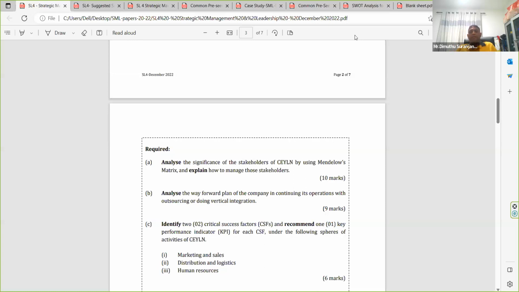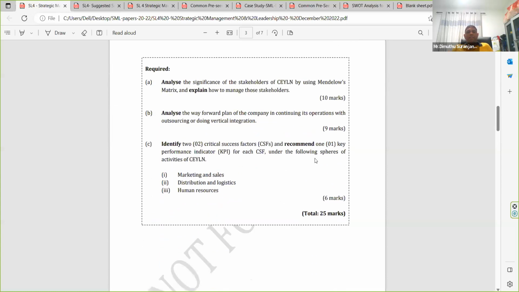Then part C: identify 2 critical success factors and recommend 1 key performance indicator for each CSF under the following spheres of activities of Ceylon. That's a very simple one, not a difficult one: marketing and sales, distribution and logistics, human resources. Those 6 marks can be easily scored. That is not a difficult one.